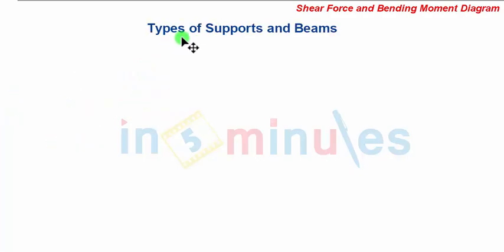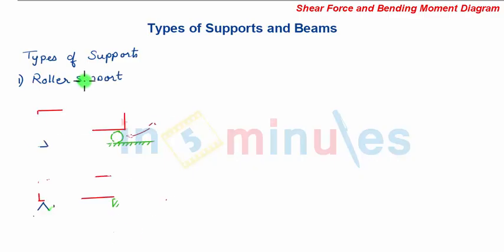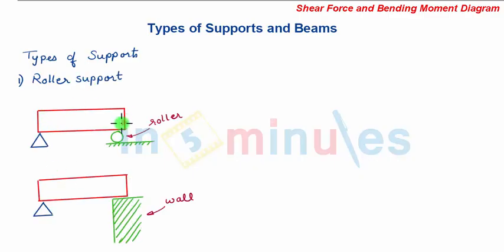Now let's study what are different types of supports and beams. First, we take types of supports. First kind of support is a roller support. Consider the beam as shown in red. If the beam rests on a member which can roll on a surface, or it directly rests on a wall as shown in this figure, we call this support as a roller support.